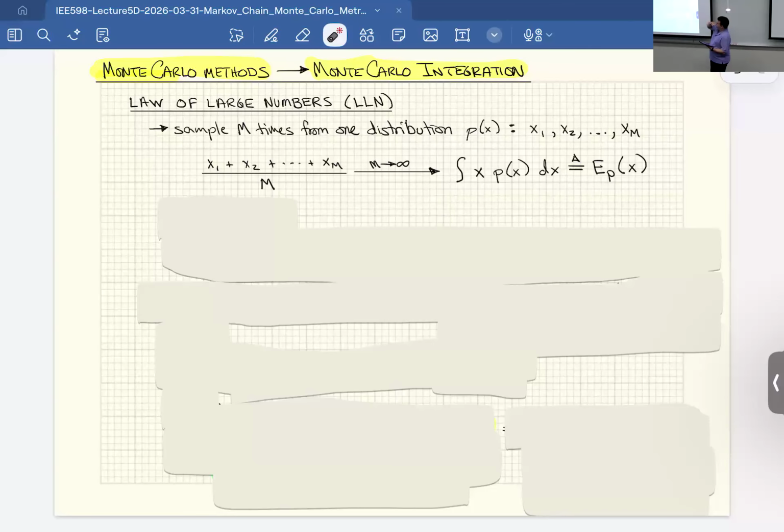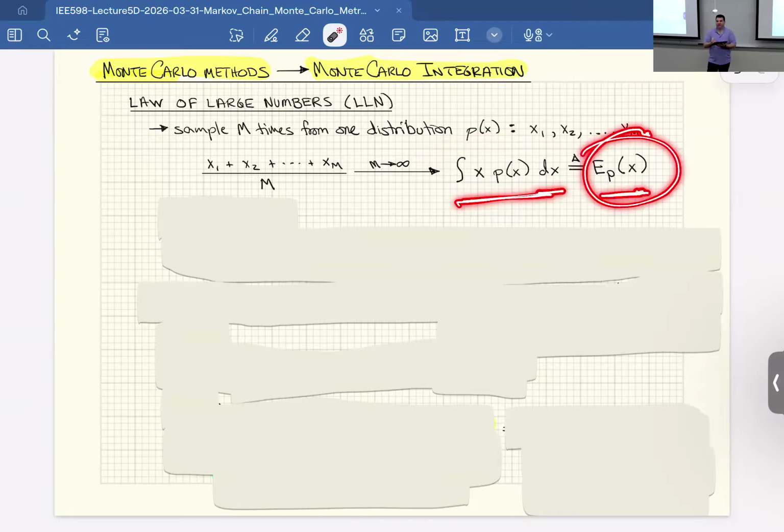So the law of large numbers says that if I sample a bunch of times from a distribution, which I'm calling Px, so these are all my samples from Px. So I can call this a proposal distribution, and then I take all of those samples from Px and I divide by the total number of samples. Then as the total number of samples gets very large, this ratio, this average, this arithmetic mean, becomes an estimate of this integral. And that integral is the definition of the mean of the distribution.